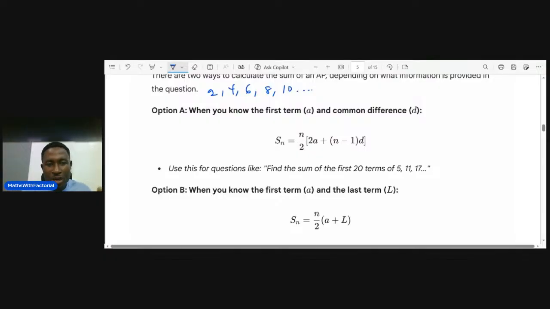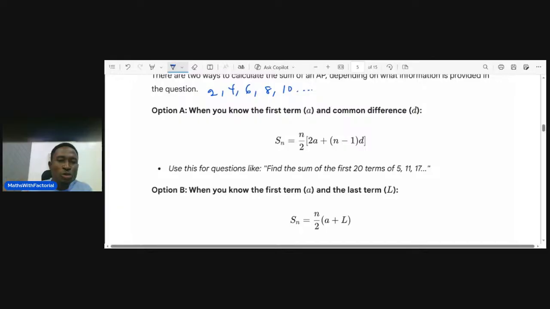All right. So now this is a sequence. This is a sum. The sum says n over 2 into bracket 2a plus open bracket n minus 1 close bracket d. The formula is on your screen. Sn equals n over 2 open bracket 2a plus n minus 1 close bracket what? d. That's the sum of the first whatever number of terms they tell us to find. They can say find the sum of the first 20 terms of a particular series. This is the same formula you use.